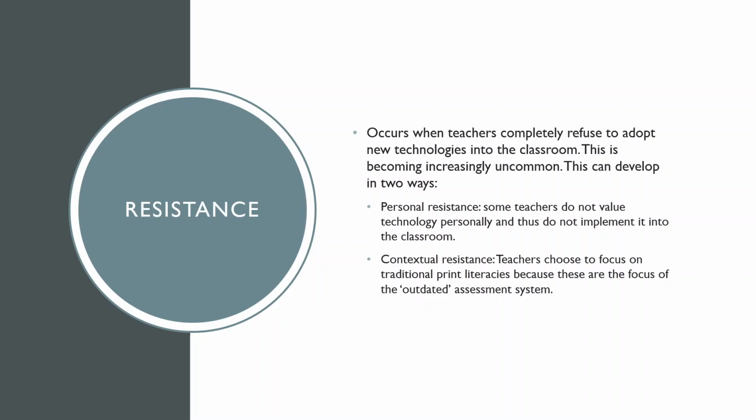So you may have personal resistance, which means you do not personally value technology, so you do not use it. But you would be doing your students a great disservice to ignore technology and not give them a proper instruction and grounding in it because you personally don't value it. That's important to consider. And then, of course, there's contextual resistance, where teachers choose to focus on traditional print literacies because they are the focus of an outdated assessment system.